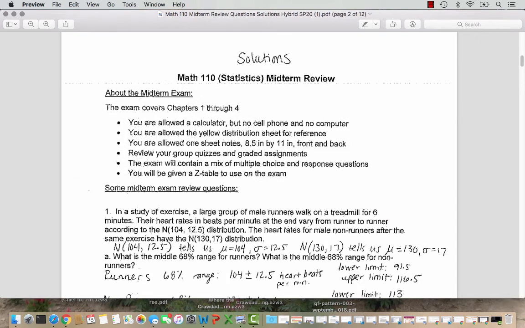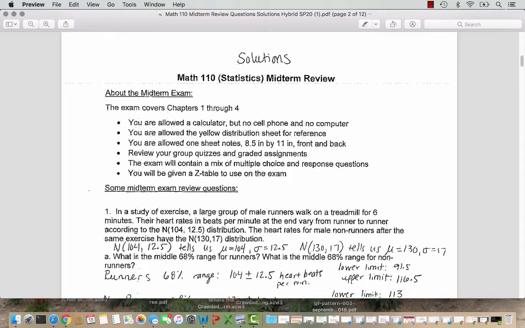Our midterm directions have changed since I sent this out to you. So our midterm is now going to be a take-home midterm. It will cover chapters 1 through 4. You are allowed a calculator. You're also going to be allowed access to a computer or any other resources so you can read through your class notes. Of course, you're allowed the yellow distribution sheet because it's part of your notes, and then you're allowed unlimited notes because you'll be working on this at home.